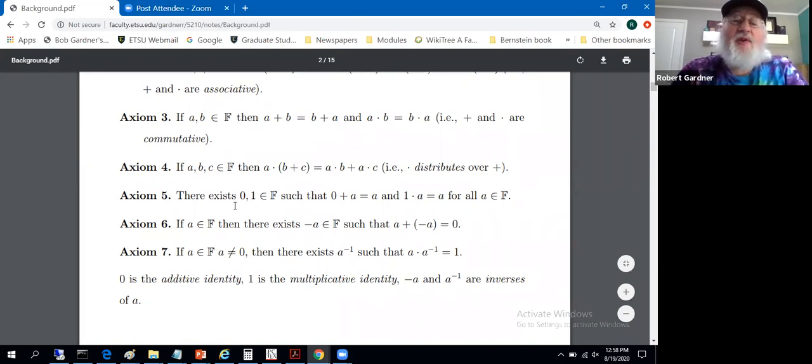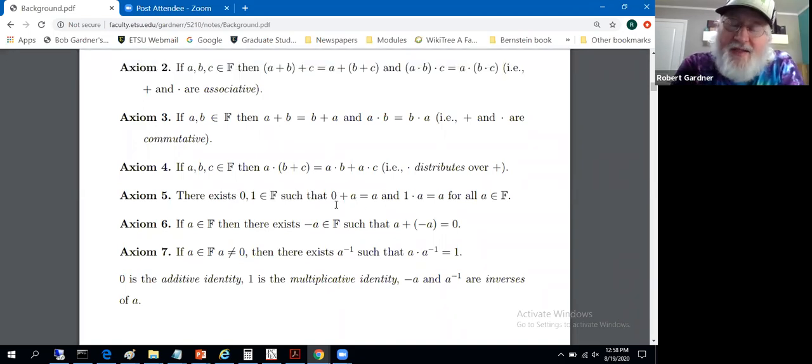Axiom 5: there exist 0 and 1 in the field, distinct; 0 and 1 are different. The smallest field has two things in it, 0 and 1. This symbol, 0, satisfies the property that 0 plus A equals A. This symbol here, the 1, satisfies 1 times A equals A. And this holds throughout the field. So 0 is an additive identity, and 1 is a multiplicative identity.